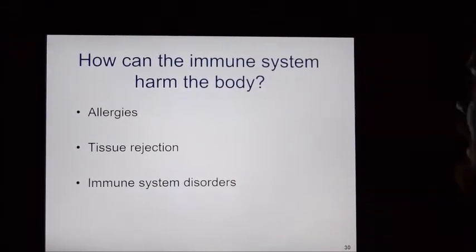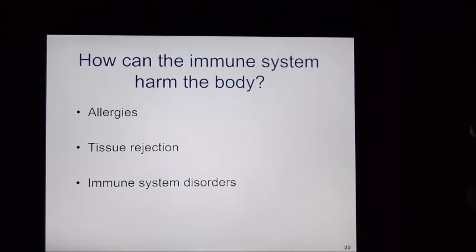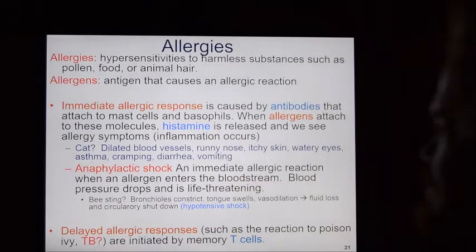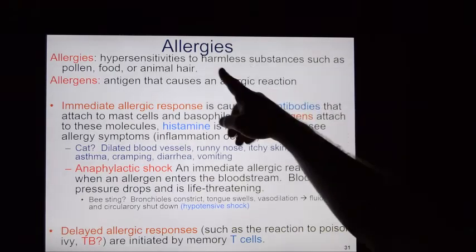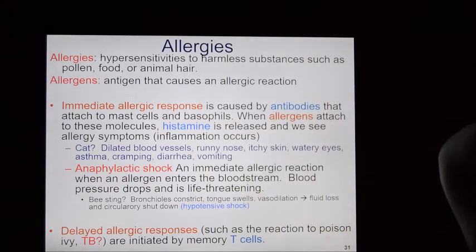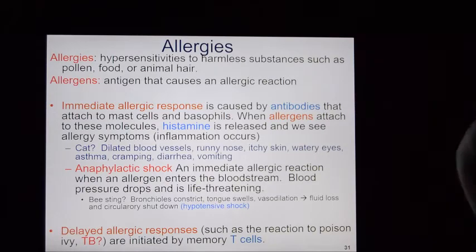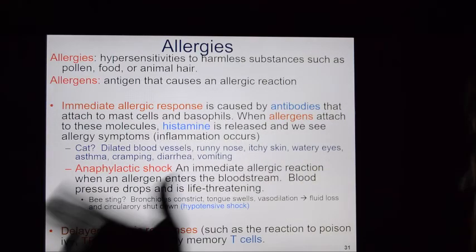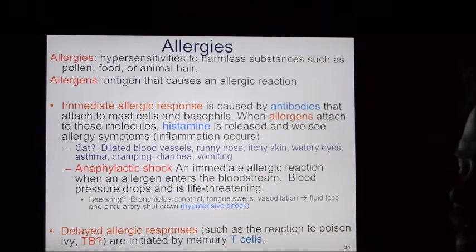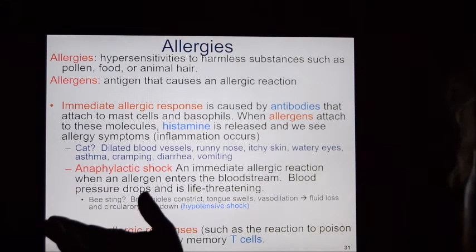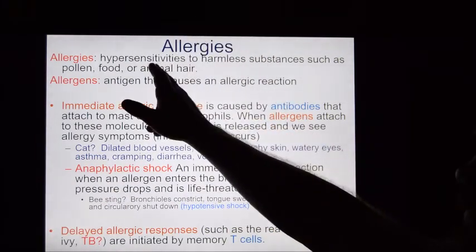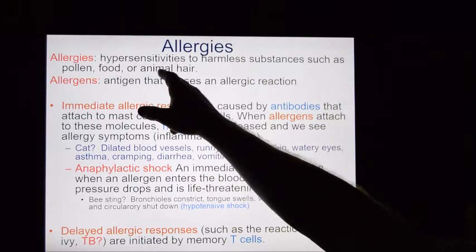All right, how can the immune system harm the body? So allergies, tissue rejection, and immune system disorders. Allergies and allergens. An allergy is a hypersensitivity to something harmless. Potatoes, peanuts, whatever. Peanuts can't hurt you. So there's no reason for a scratch from a peanut to cause somebody to go into anaphylactic shock. This is a harmless substance that the body, for whatever reason, becomes hypersensitive to.